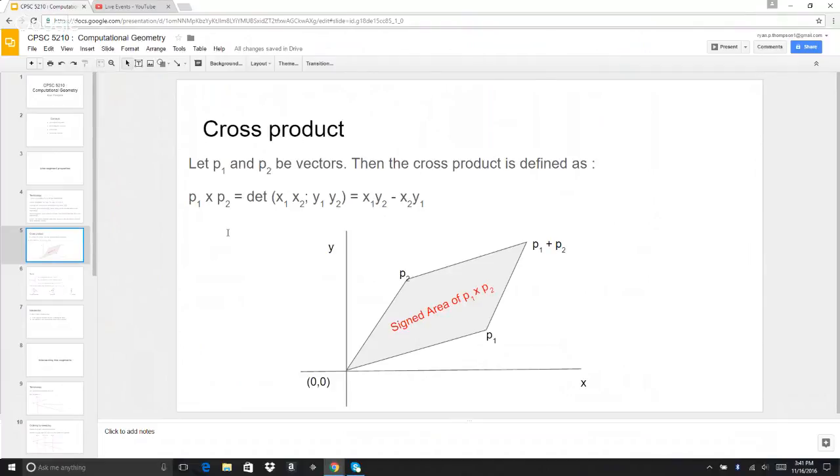The cross product. Let P1 and P2 be vectors. Again, to review, the directed segment from the origin to P2 and from the origin to P1 would be a vector, and that fits the definition as described previously. Now, the cross product is defined as this, where X is really a cross product symbol. It's the determinant of x1, x2, y1, y2, or simply put, x1 times y2 minus x2 times y1.